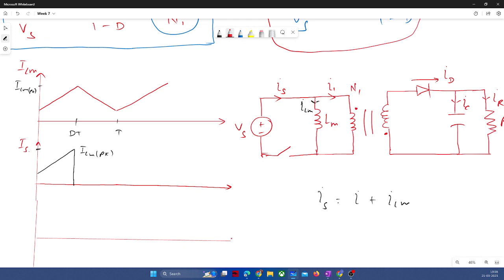Now I want to plot the diode current. Do you have any guess for diode current? It will be zero. It will be zero for DT. That's correct.